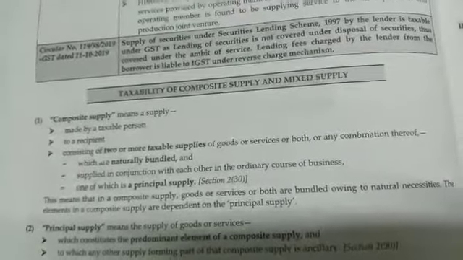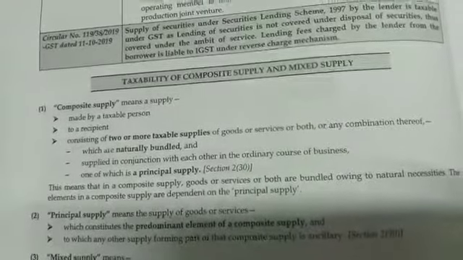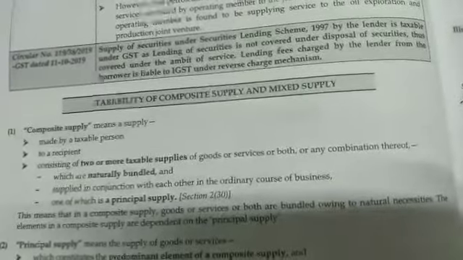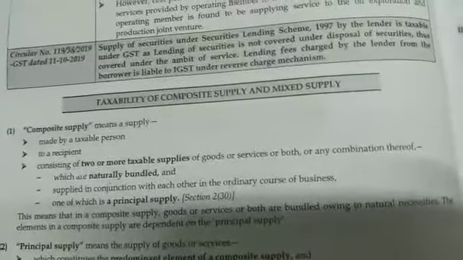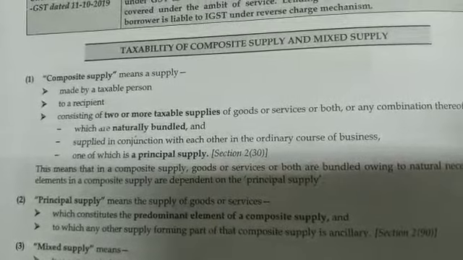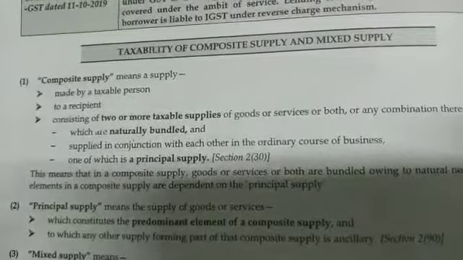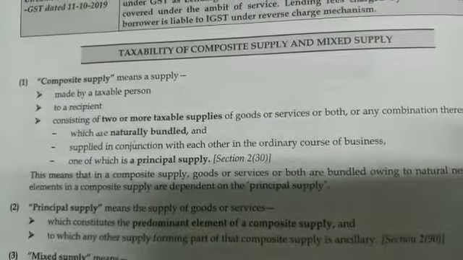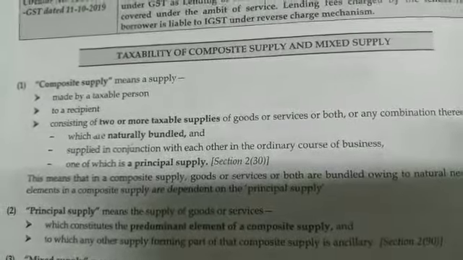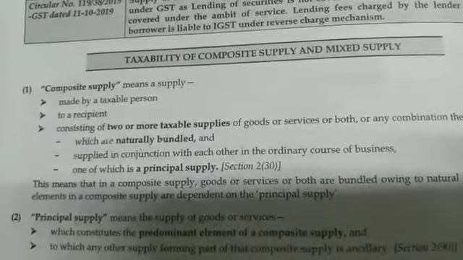So there is a predominant element, and the other supply forming part of that composite supply, that means the other elements of supply which are bonded with the principal supply, should be taken as ancillary in nature as per section 2 subsection 9. Then it is called principal supply. So this is the detailed clarification of the term composite supply.